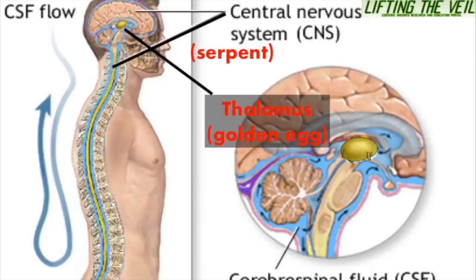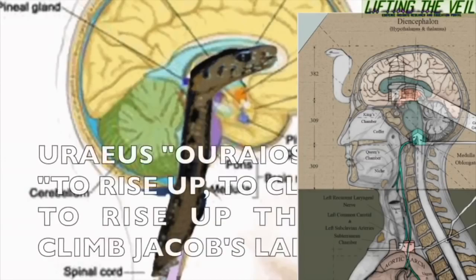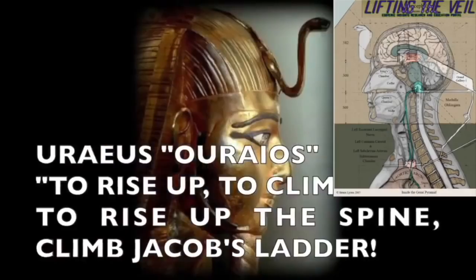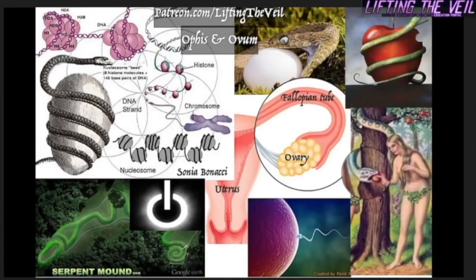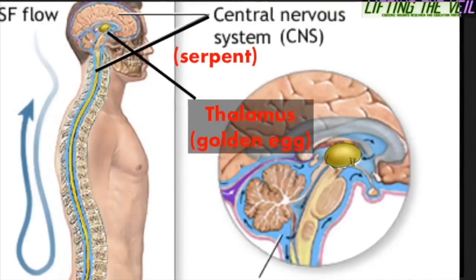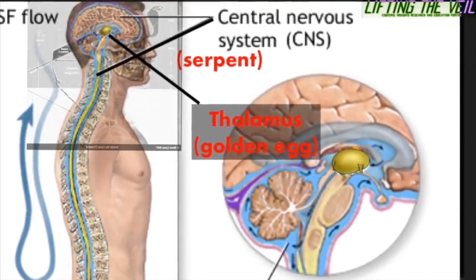So again, remember from the part 2 presentation where I depicted the basal ganglia being the ureus serpent. This is why the spinal column and the egg, the serpent and the ovum, the spinal column and the thalamus within the brain, which is a summation of everything that I've shown in this presentation.